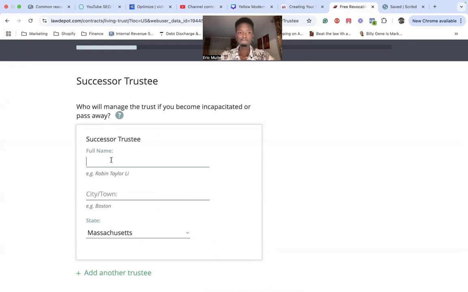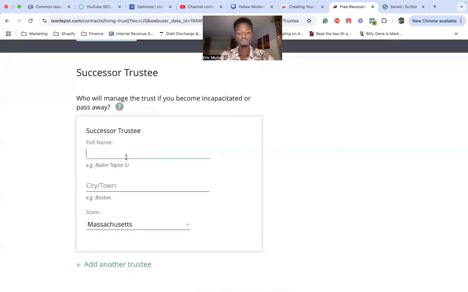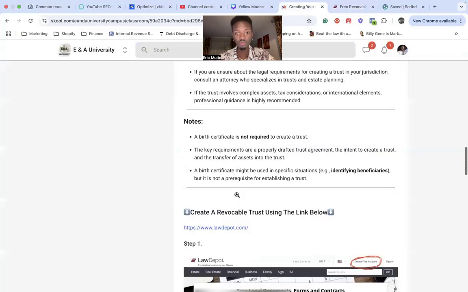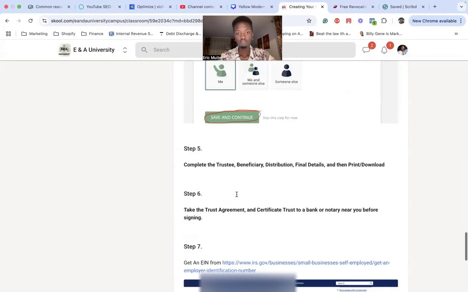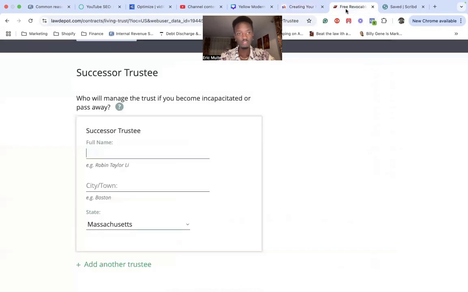I remember this is the successor trustee, right? Who will manage the trust if you become incapacitated or pass away, right? In this case, guess who it is? It's you still. Why? Because remember, the grantor in the very beginning was the all caps name, which is the company, right? So here you're going to format this in the same format I shared with you guys, first, middle, last, just like this format. I'm going to put this here just for now. You're going to do it just like that.